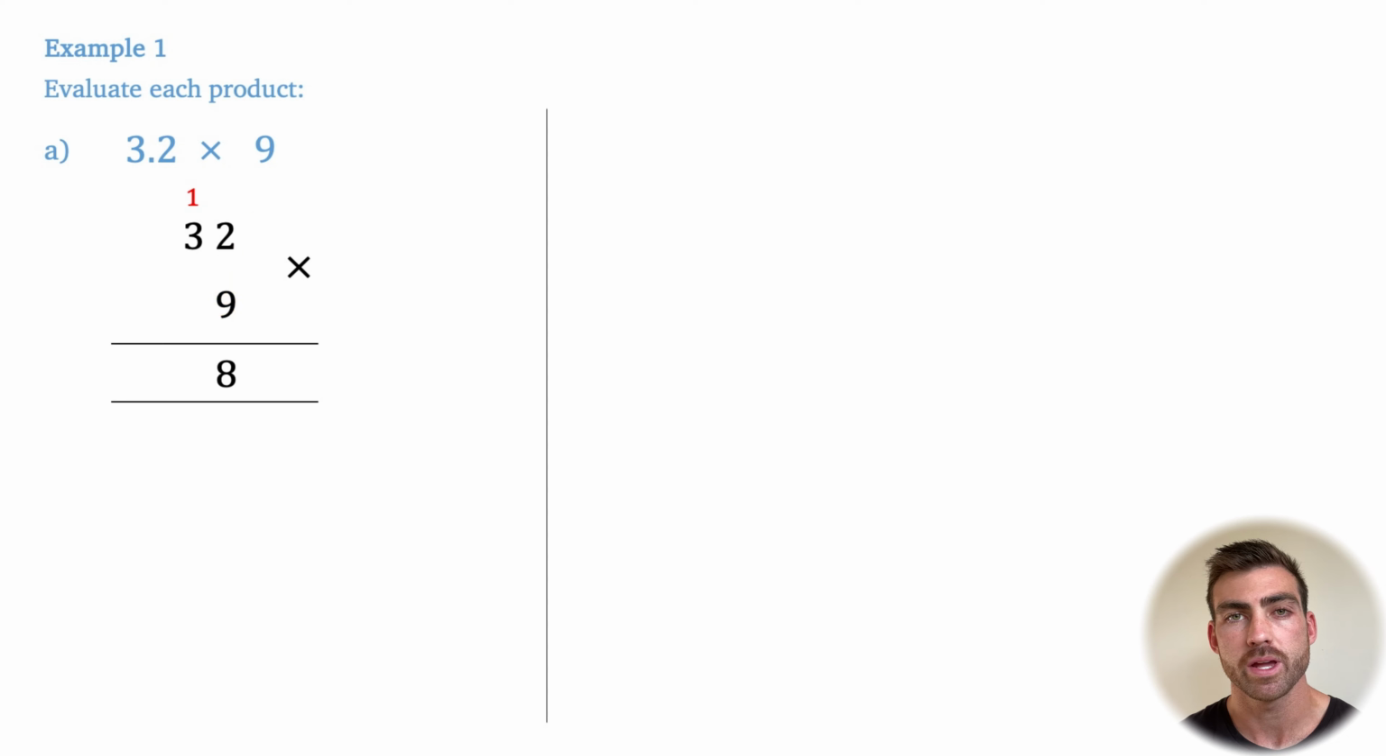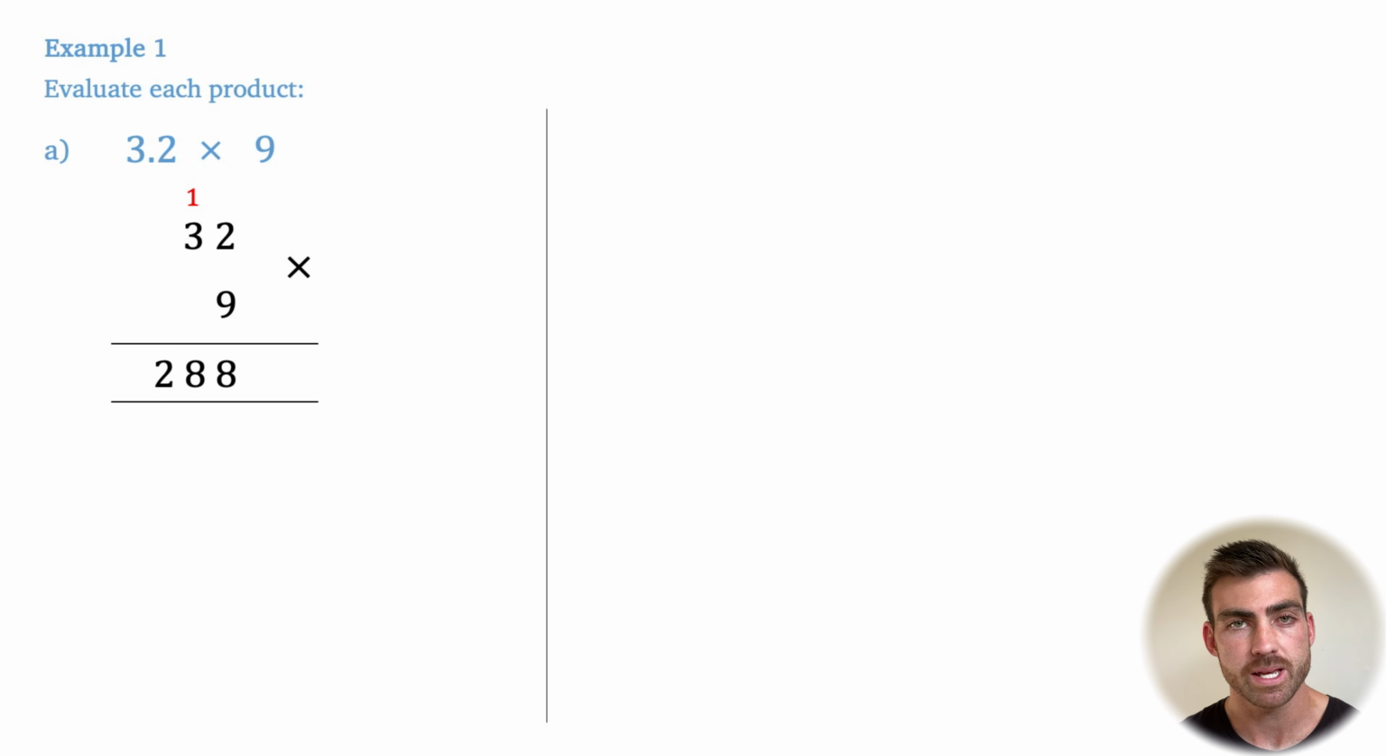9 times 2 equals 18. We write down the last digit and carry the 1 to the next column. The next column, 9 times 3, which equals 27. Then we add the extra 1, equaling 28.